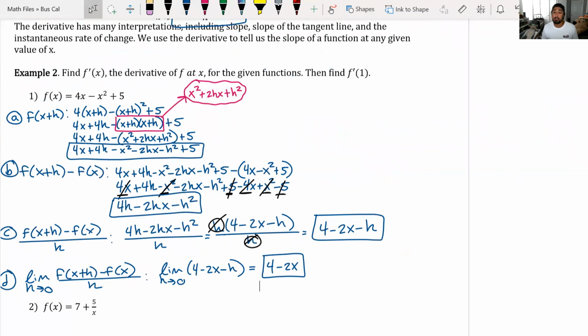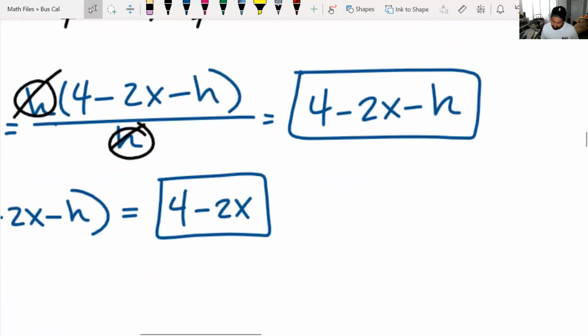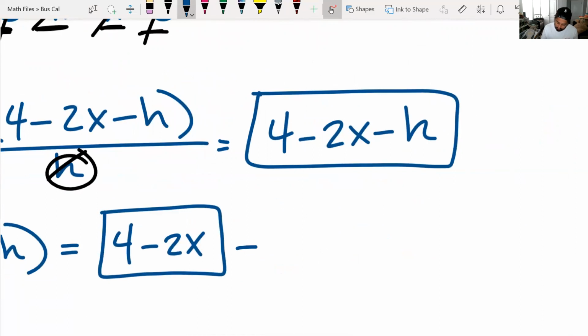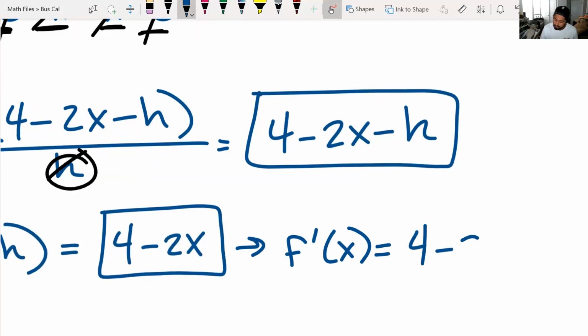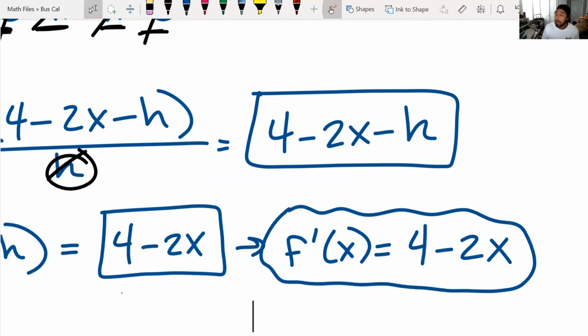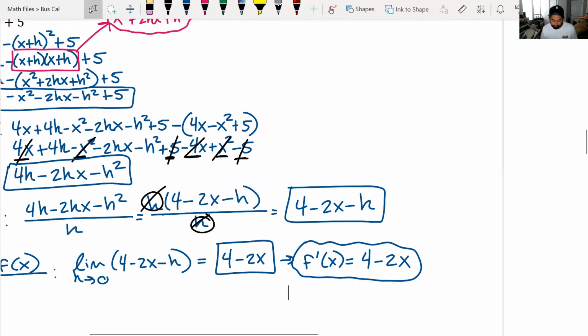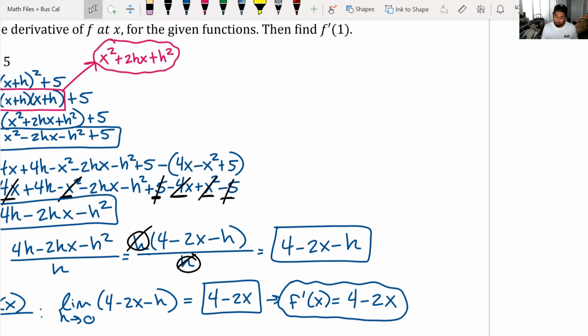Okay, and this is known as the derivative. So let's write it as the derivative. So this becomes f prime of x equal to 4 minus 2x. And now the last part of all of this is plug in 1. It says, what is f prime at 1? So all this says is take 1 and plug it in for x into the derivative. That's all we have to do.